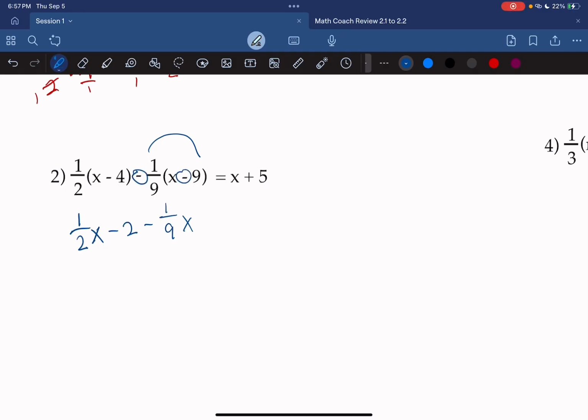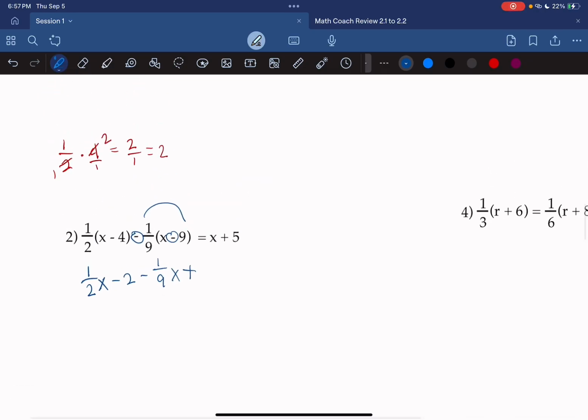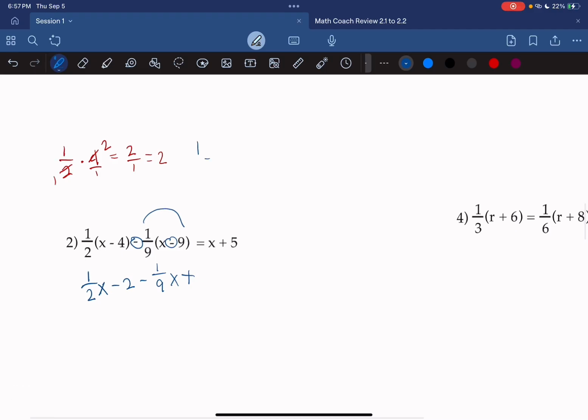Negative times a negative is going to give us a positive. And let's just do this off to the side. 1/9 times 9. We can do this. And can you simplify this? Yes, you can. 9 divided by 9 is 1. 9 divided by 9 is 1. So the final answer is 1. So it's going to be plus 1.